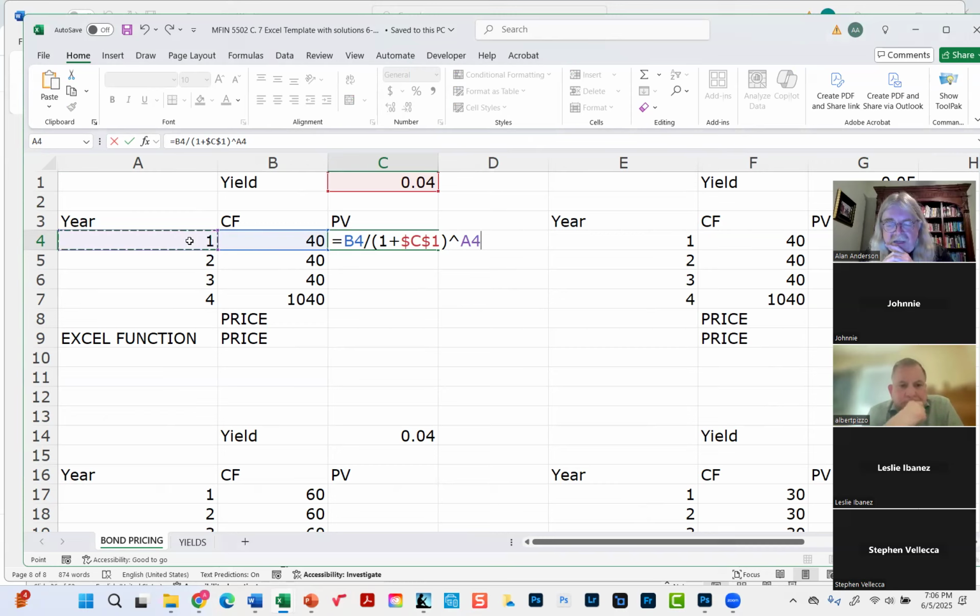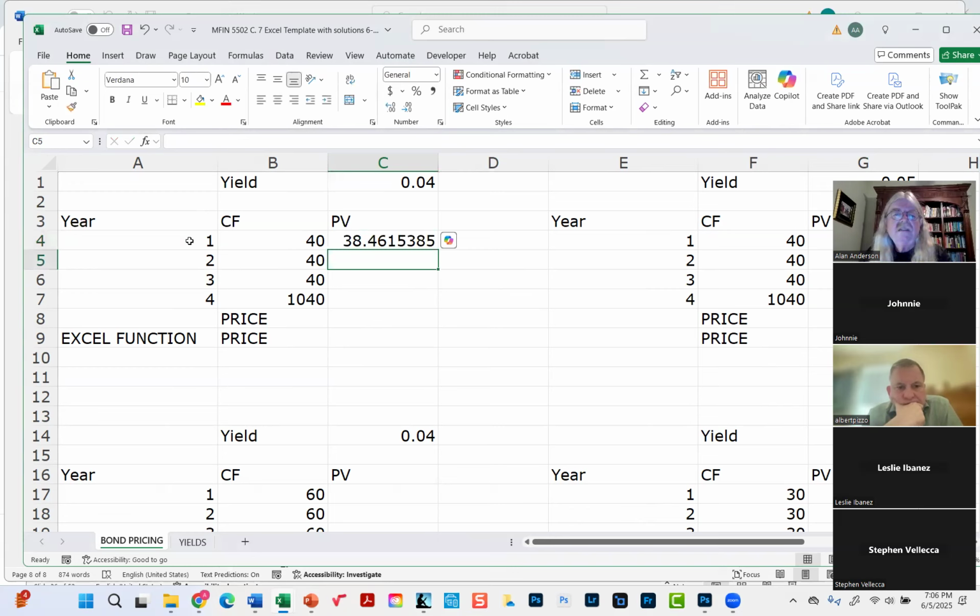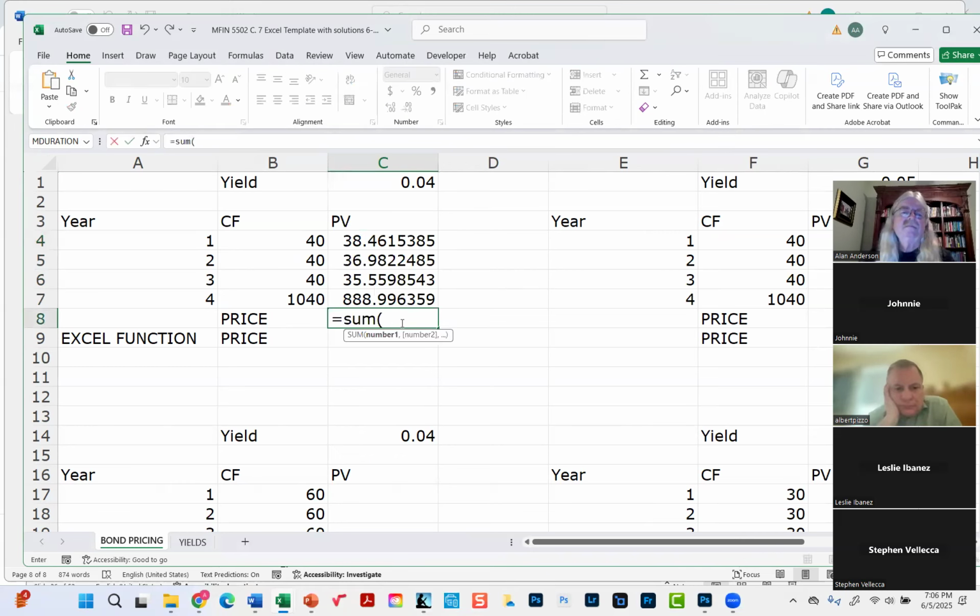That's going to give me the present value, which you've already seen. It was $38 and some odd cents. Right. Okay. And now, here's the genius of Excel, because it's been set up correctly, I can just drag these down without retyping them all. And now I can add these up by hitting sum. And we're all set.